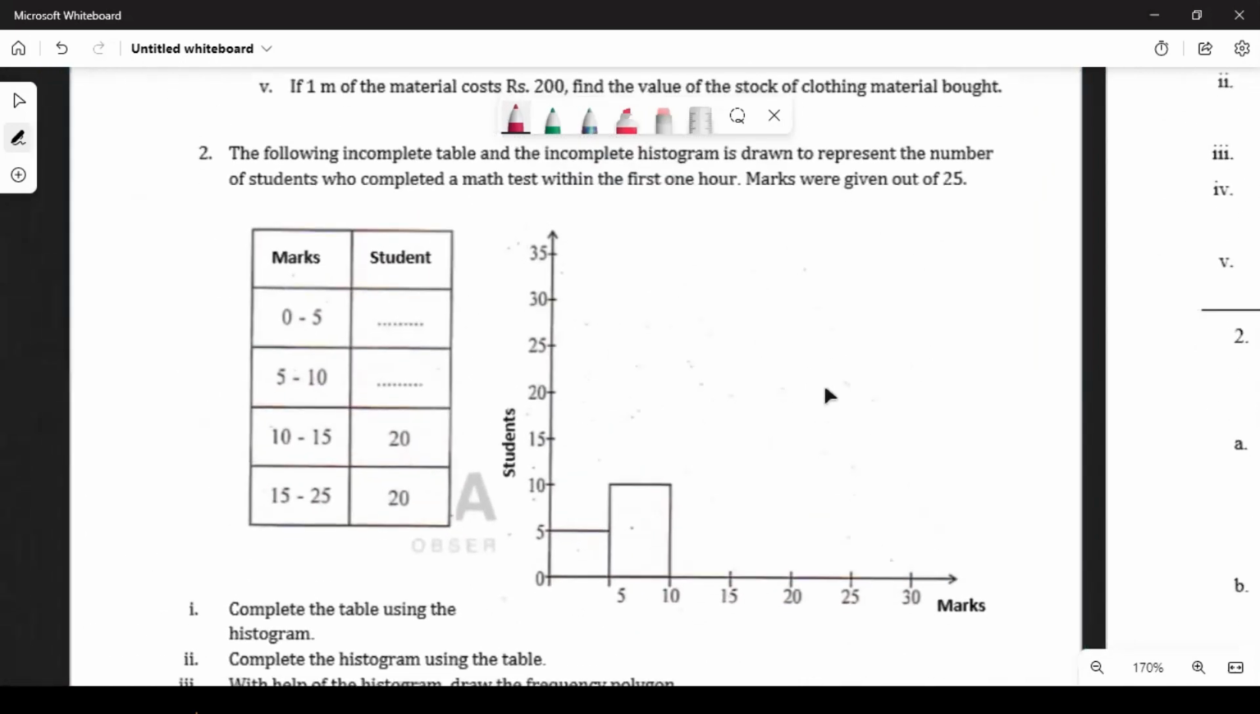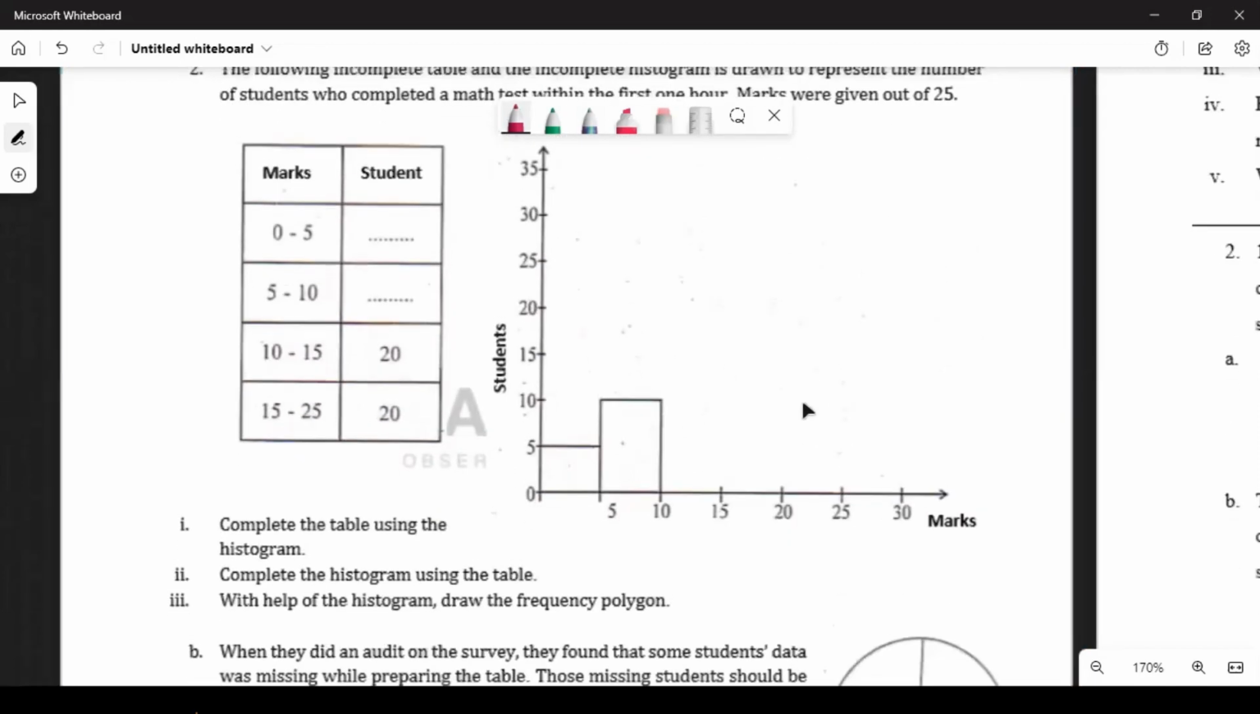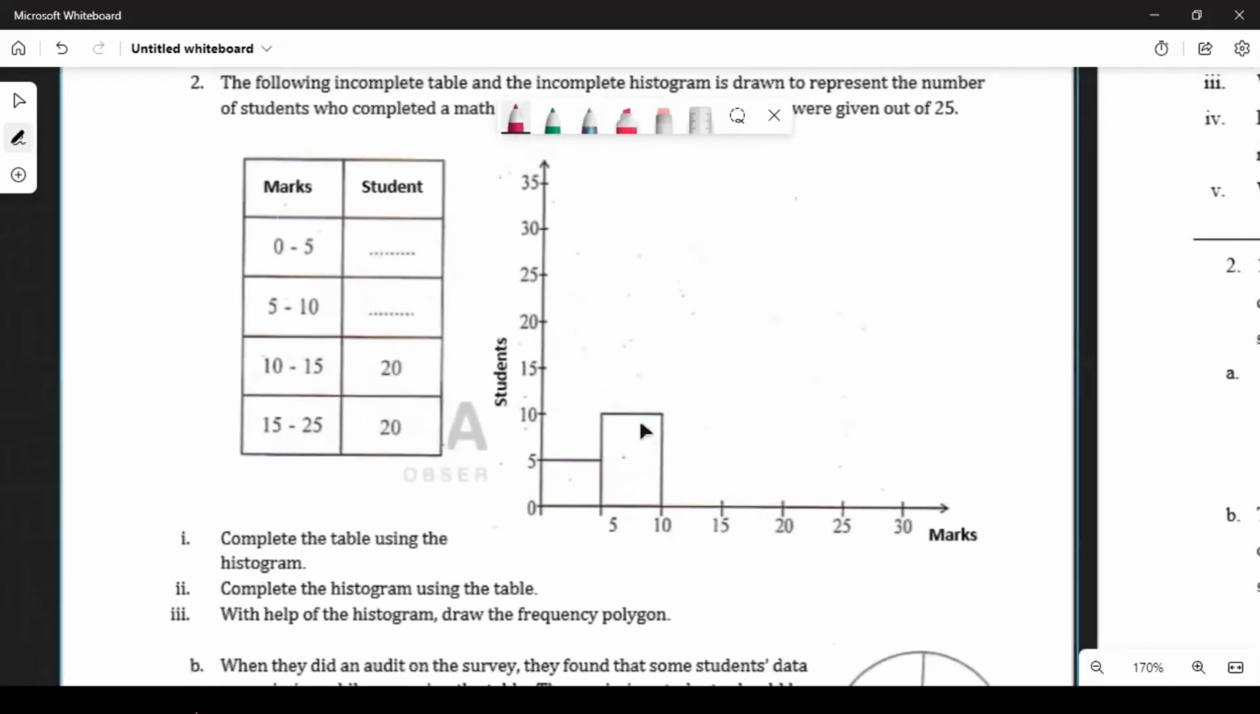Listen. The following incomplete table and incomplete histogram is drawn to represent the number of students who completed a math test within the first 1 hour. The marks were given out of 25. Right. So this is something related to math marks of some set of students. The first question is to complete the table using the histogram.